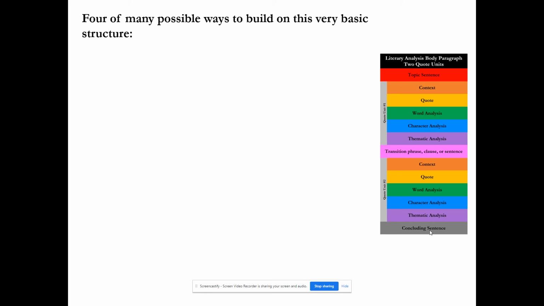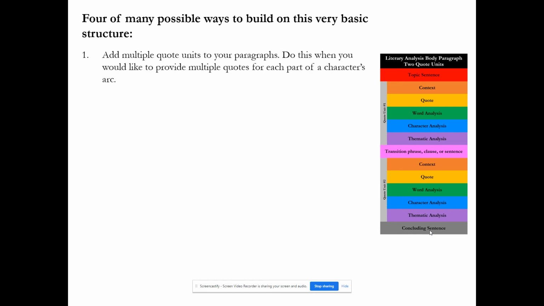But once you know that structure and you have the structure down as a student, you can then start adding things to it, start changing it, start making it into something that's really powerful, helpful, and interesting, and leads you to doing really strong literary analysis. So one thing you can do to develop the literary analysis is to add multiple quote units to the paragraphs. This is recommended when you want to provide multiple quotes for each part of a character's arc.